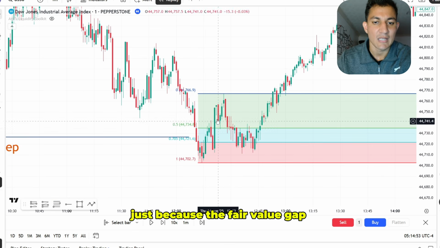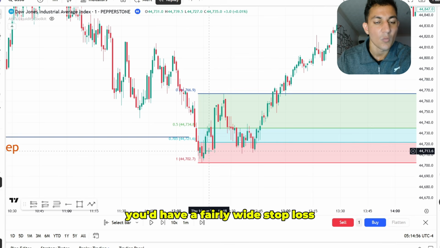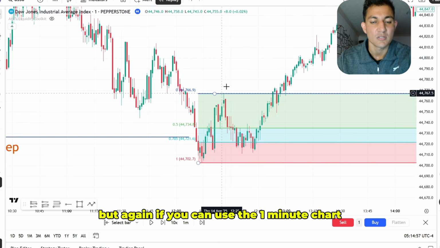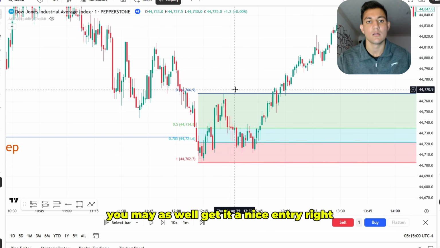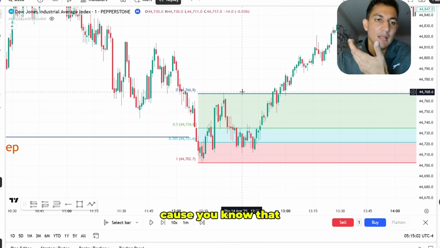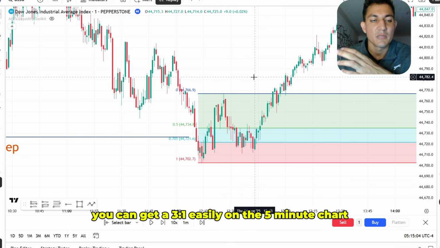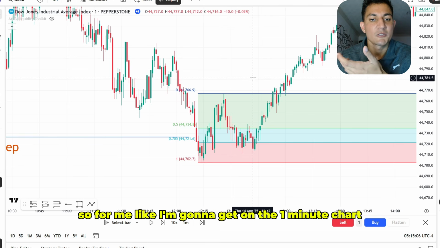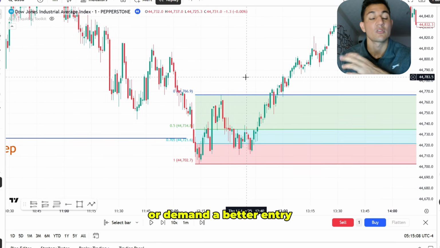Just because the fair value gap here is quite big, you'd have a fairly wide stop loss. I know it's the 1 minute chart, but again, if you can use the 1 minute chart, you may as well get a nice entry, right? Because you can get a 3-to-1 easily on the 5 minute chart. So for me, if I'm going to get on the 1 minute chart, I'm probably going to target a better risk to reward or demand a better entry.